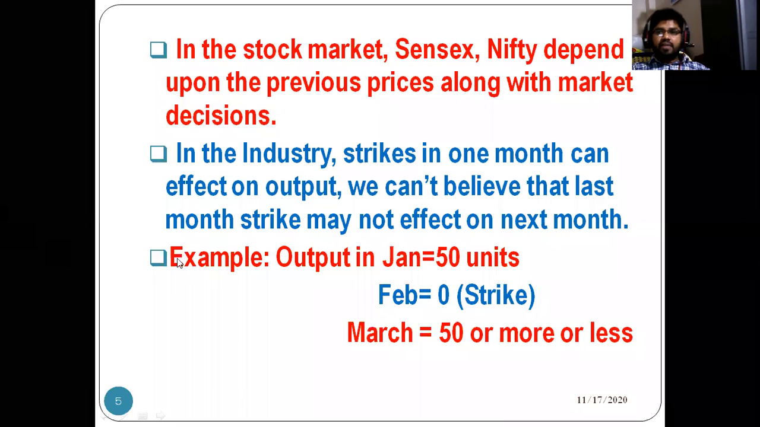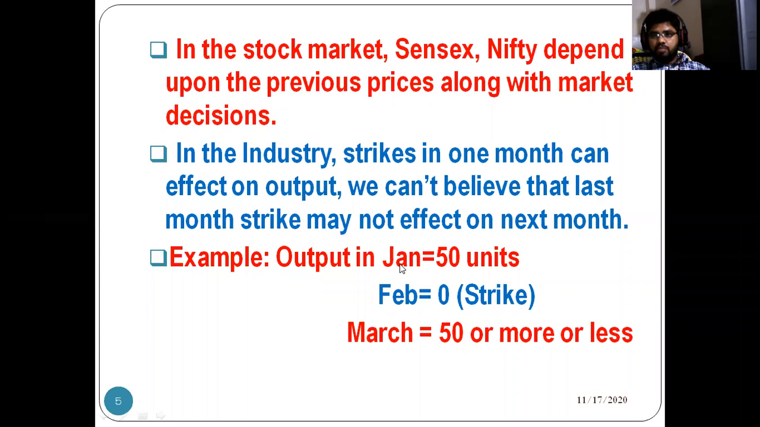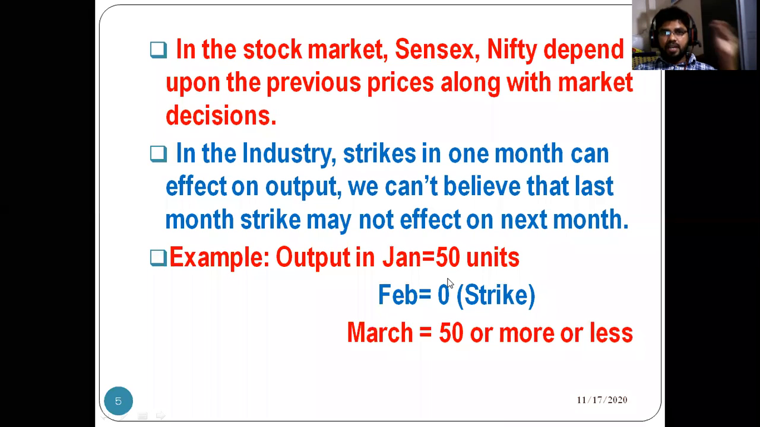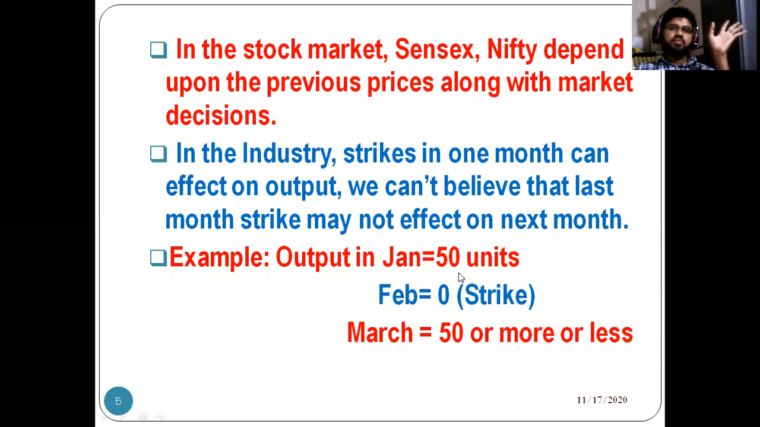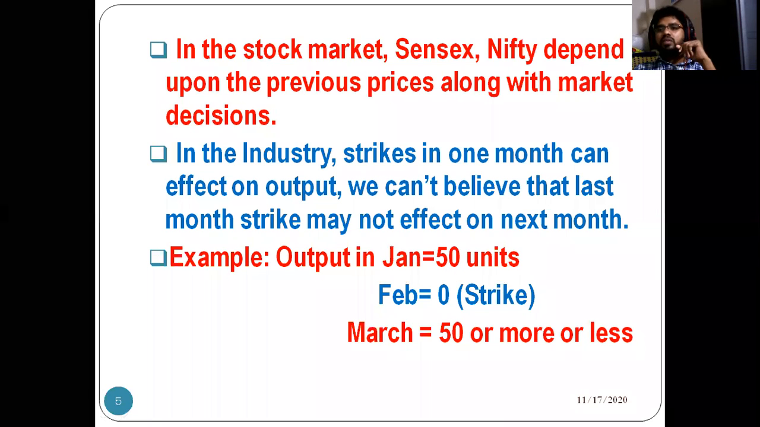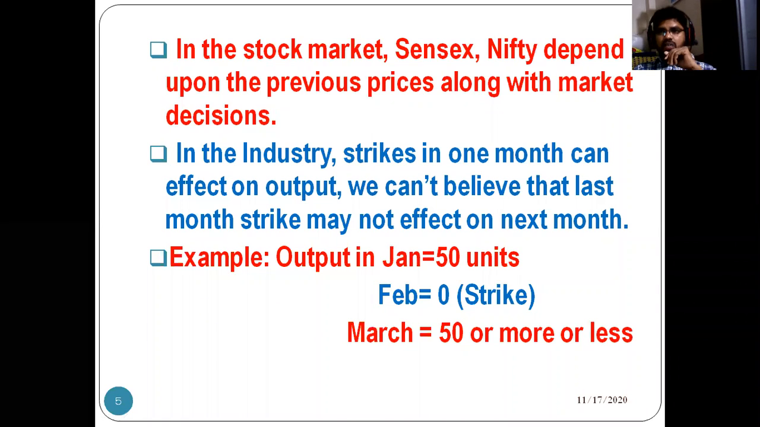I have given an example also. See, output in January is 15 units. In a particular industry, the laborers produce 15 units in a particular month. Then they want to do some strikes in order to get more wages. So during the month of February, they have gone for the strike. If they have gone for the strike, the output may be 0, right?